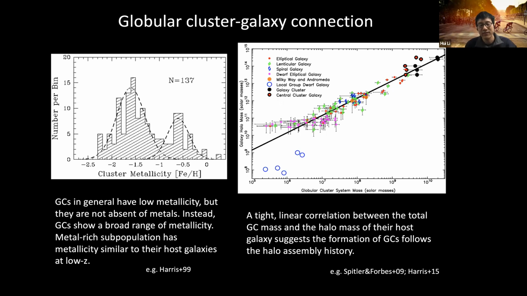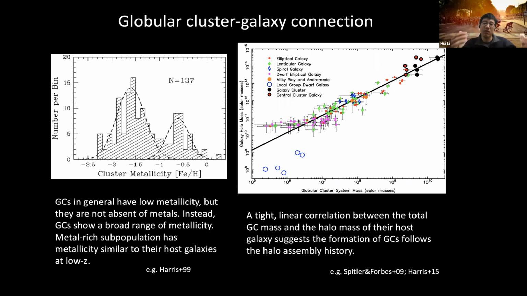So there seems to be some connections between the globular clusters and the halo assembly history across such a wide range of galaxy halo masses. This is very intriguing, and it suggests that if we want to study the population properties of globular clusters, we have to take into account their host galaxies.